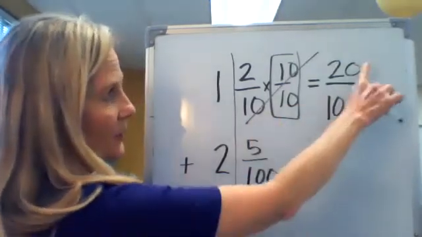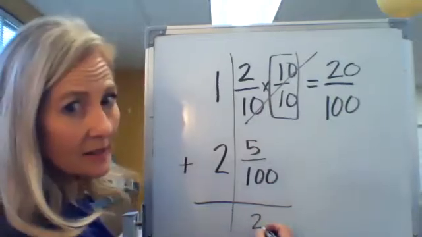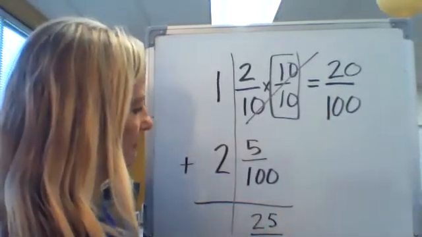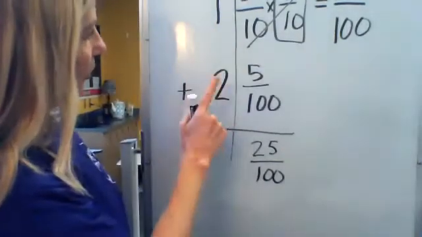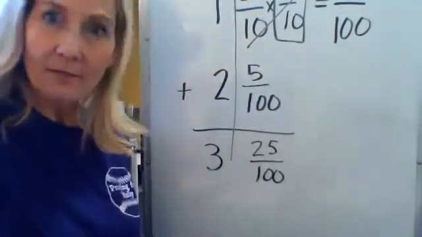20 hundredths plus 5 more hundredths is 25 hundredths. It's like 25 pennies. And then 1 whole plus 2 wholes, 3 wholes, done.